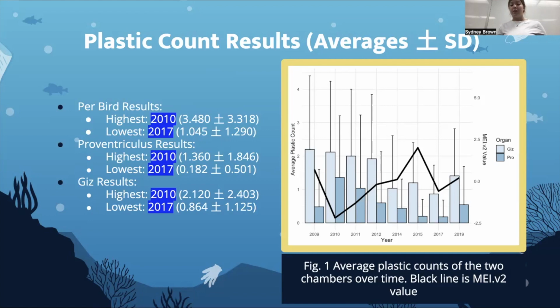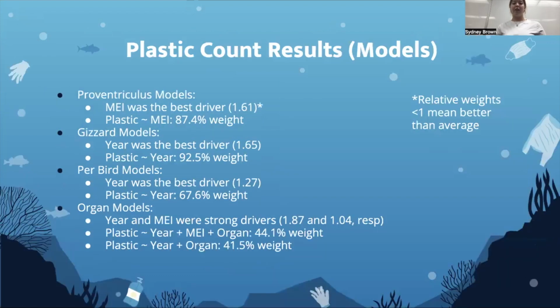If you see in this figure here, you can compare the different plastic quantities between the two different organs. And you see that consistently the gizzard had higher plastic loads than the proventriculus across all of the different years I looked at. And the black line is the MEI.v2 value, to show how it varied over time. Now, it's really hard looking at this to see if MEI actually plays a role in how this varies over time. And that is when these models come into play.